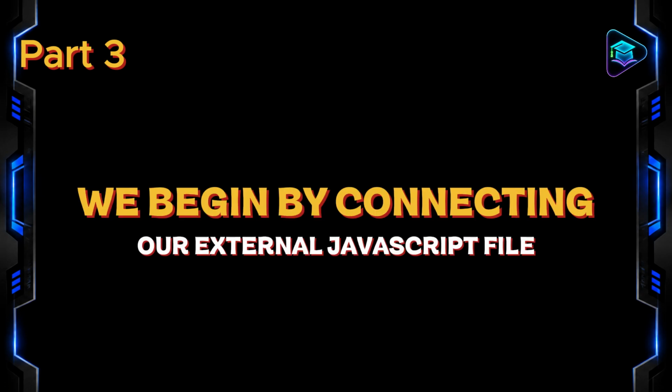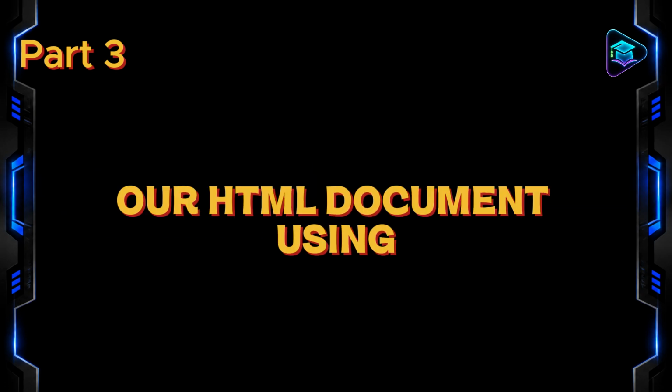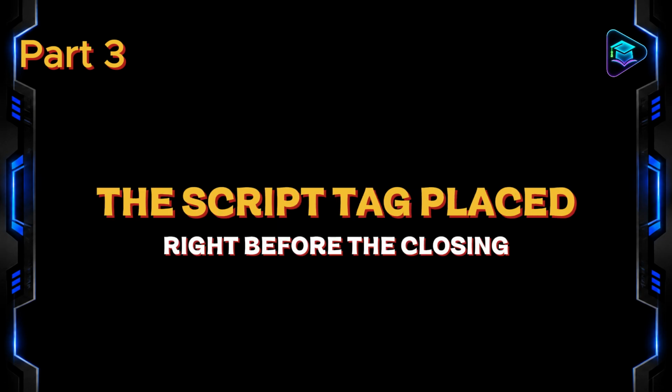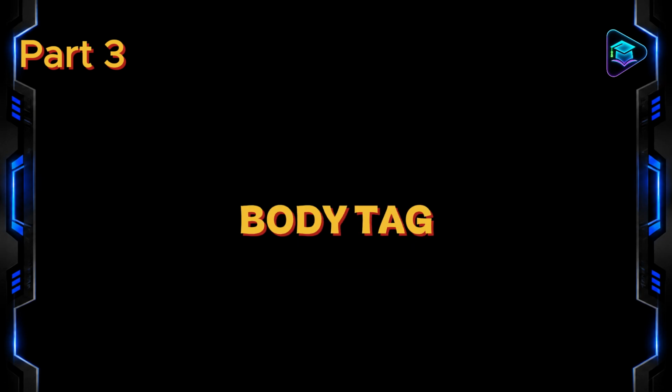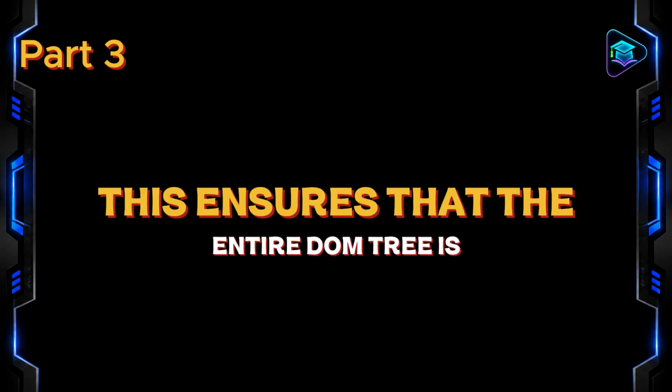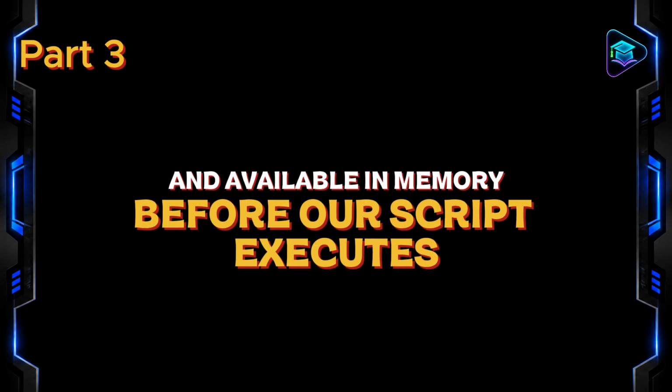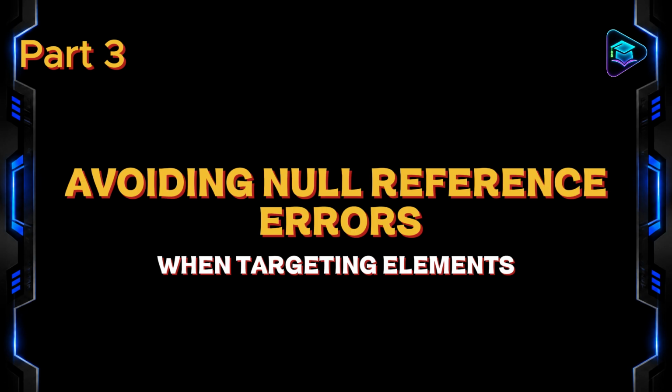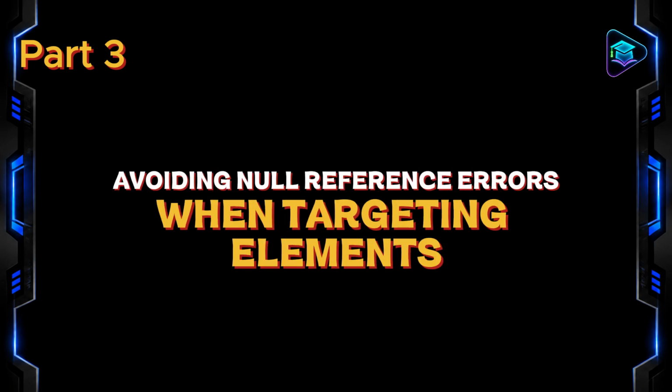We begin by connecting our external JavaScript file to our HTML document using the script tag placed right before the closing body tag. This ensures that the entire DOM tree is fully parsed and available in memory before our script executes, avoiding null reference errors when targeting elements.